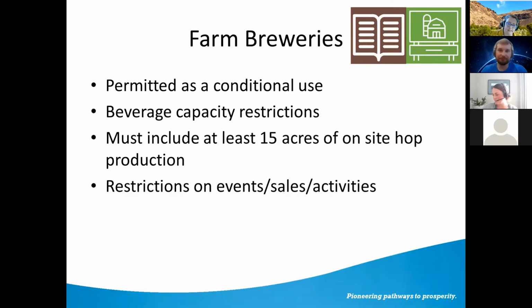Farm breweries, again, permitted as a conditional use. There are capacity restrictions on the amount of beverage that's produced. And it's got to include at least 15 acres of on-site hop production. And so you can imagine this rule is really targeted for a lot of areas in the Willamette Valley where hop production is traditional. But it is something that we wanted to offer to Wasco County residents and farmers to see if that was something that maybe they'd be interested in taking on. And again, there are those restrictions on the events and the sales and activities.